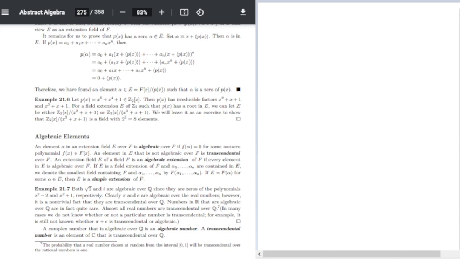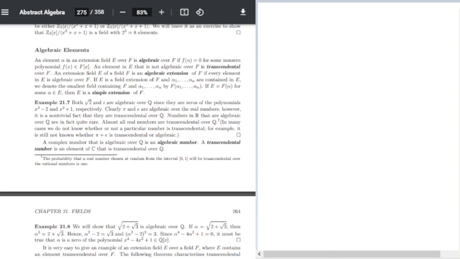Alright, example 21.6. Let p of x be equal to x to the fifth plus x to the fourth plus 1 in Z mod 2 of x. Then p of x has irreducible factors x squared plus x plus 1 and x cubed plus x plus 1. For a field extension E of Z mod 2 such that p of x is a root in E, we can let E be either Z mod 2 of x over x squared plus x plus 1 or Z mod 2 of x over x cubed plus x plus 1. We will leave it as an exercise to show that Z mod 2 of x over x cubed plus x plus 1 is a field with 2 to the 3 equals 8 elements.